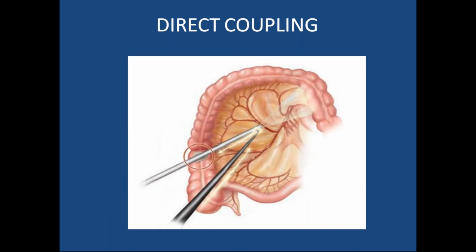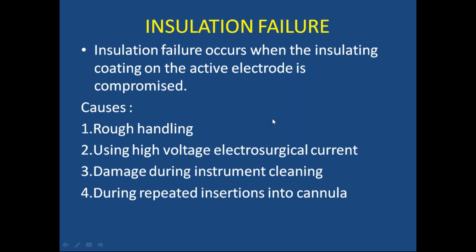So this is direct coupling, where the active electrode, that is the current passing electrode, is in direct contact with the tissue. That side where the electrosurgery is required, and the other side is also getting charged along with this tissue. So this is called direct coupling.